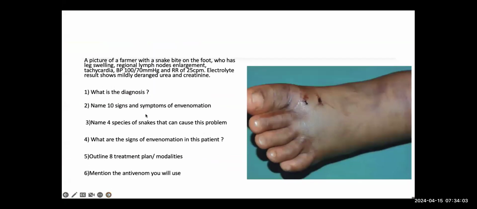So the question goes as follows. A picture of a farmer with a snake bite of the foot who has leg swelling, regional lymph node enlargement, tachycardia, BP 100/70 millimeter mercury, and respiratory rate of 25 cycles per minute. Electrolytes result shows mildly deranged urea and creatinine. Then the questions go as follows. What is the diagnosis?